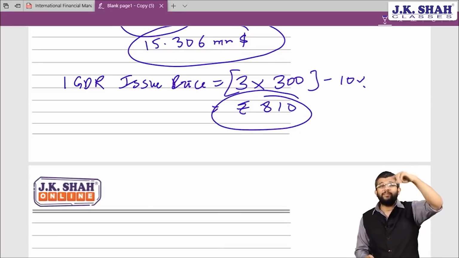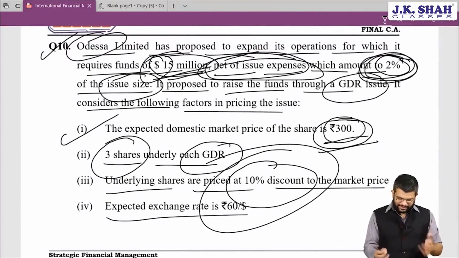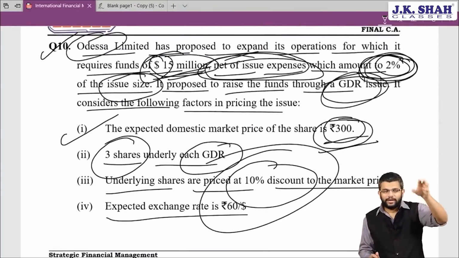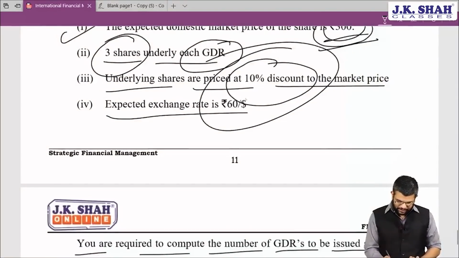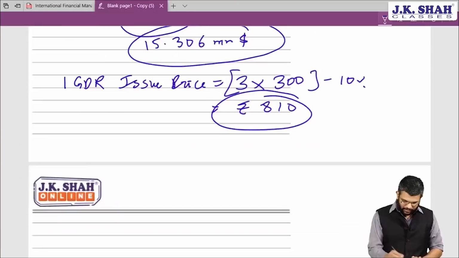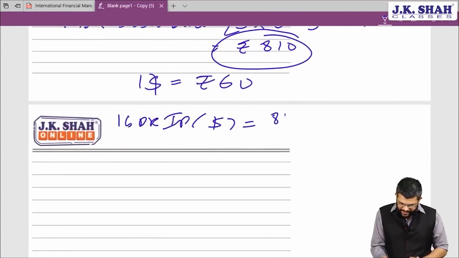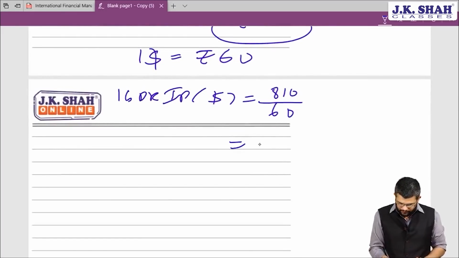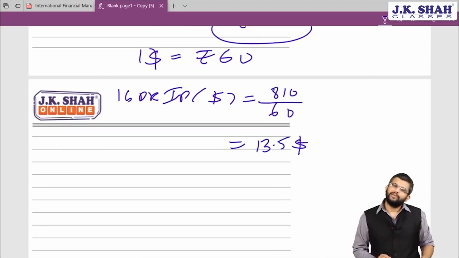But children, we are tapping the foreign market. Here the foreign market means it is, at the end of the day, dollars only. Yes, it is supposed to be ADR, but they are giving it to you as GDR. Doesn't matter. For us, it is foreign, and let us raise the money and complete the question. Here they are saying that the exchange rate expected is rupees 60 per dollar. So if $1 is equal to rupees 60, the 1 GDR issue price in dollars will be 810 divided by 60. Very simple, correct? On the calculator, 810 divided by 60 gives $13.5. Yes, $13.5 is the issue price per GDR.